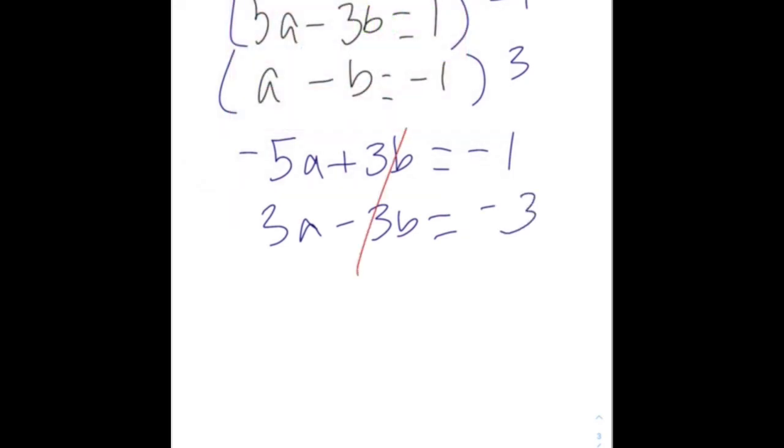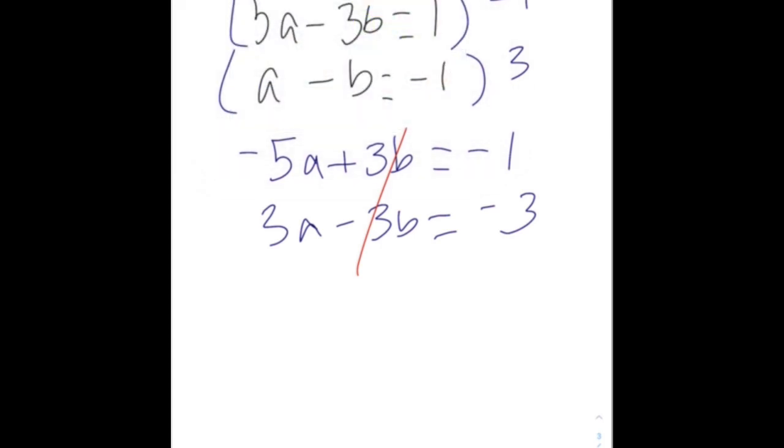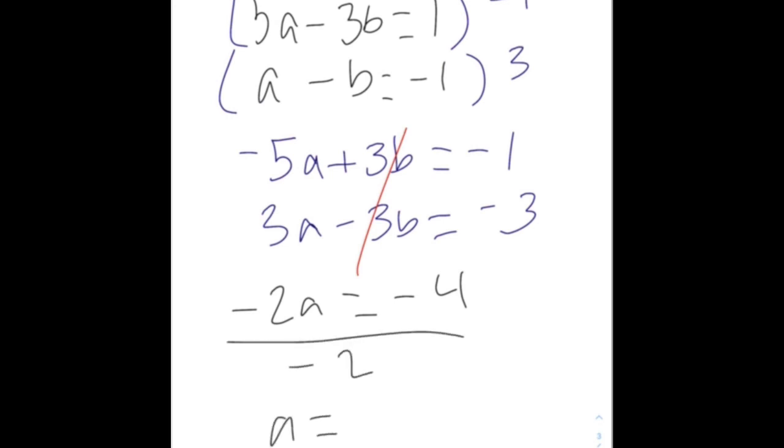The b values cancel out. Now we have negative 5 plus 3 gives us negative 2a. Negative 1 plus negative 3, or negative 1 minus 3, gives us negative 4. I'm going to divide all of this over negative 2 for our value of a, which is going to be positive 2. So now we found our first value for a, where f of x is continuous. I'm going to highlight that real quick.